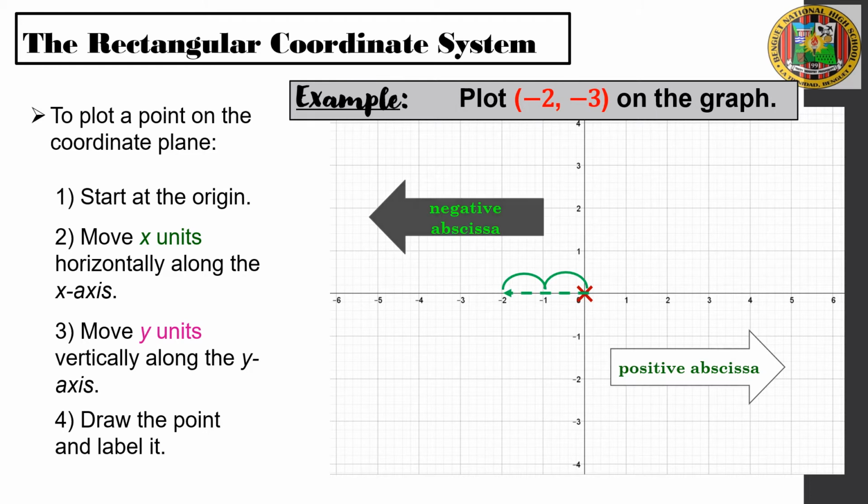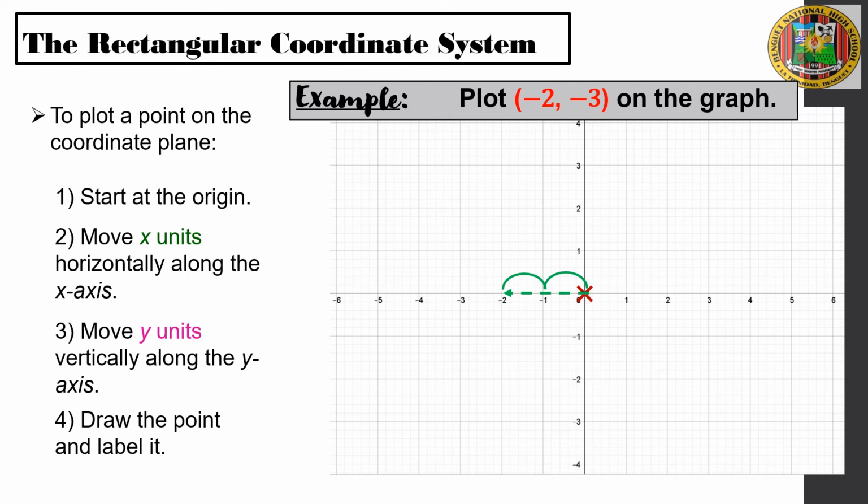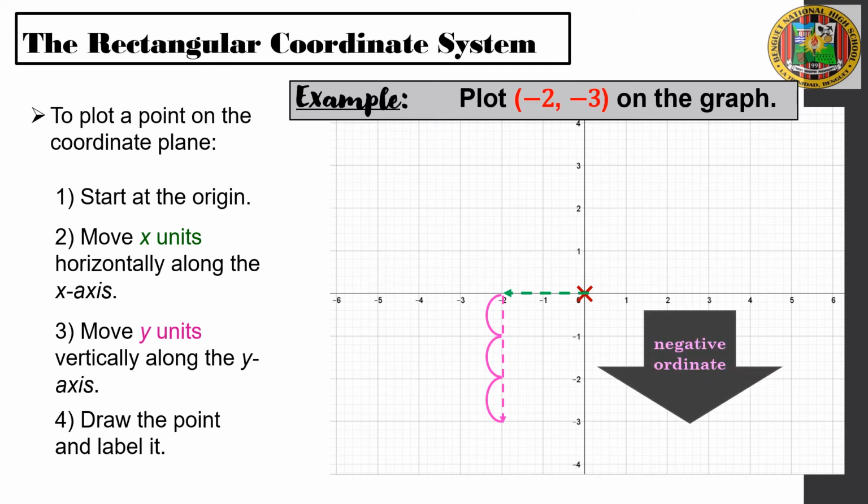Going back to our point, after moving 2 units to the left, we now move 3 units down along the y-axis because of the ordinate -3. So again, comparing this to our previous example, having a negative ordinate means we move down, while a positive ordinate means we move up along the y-axis.